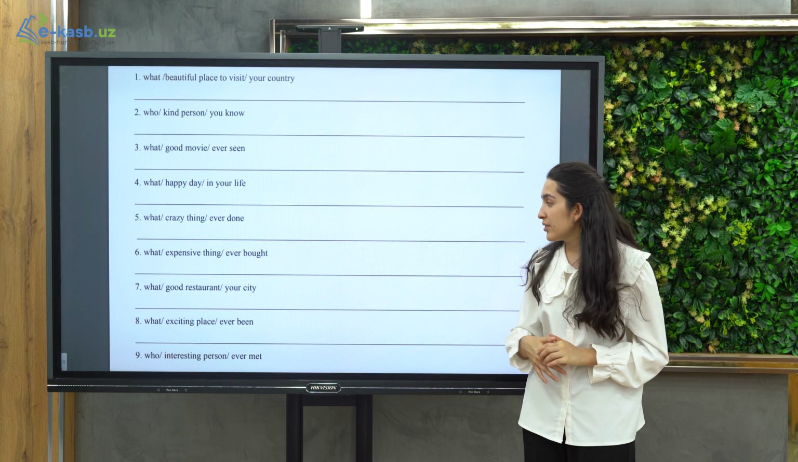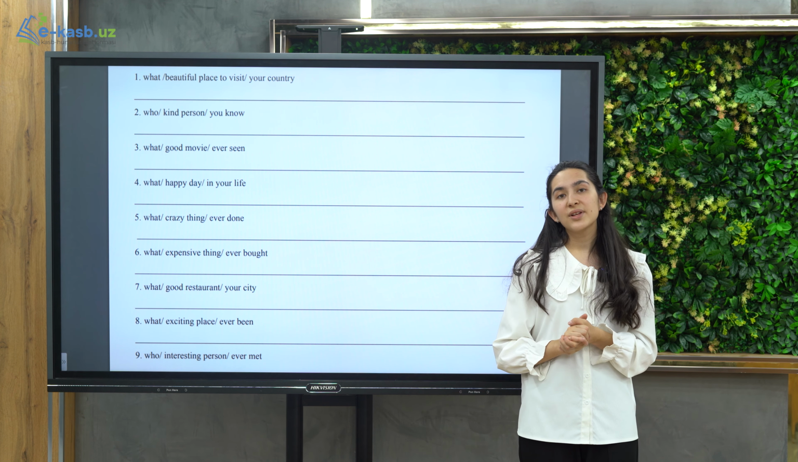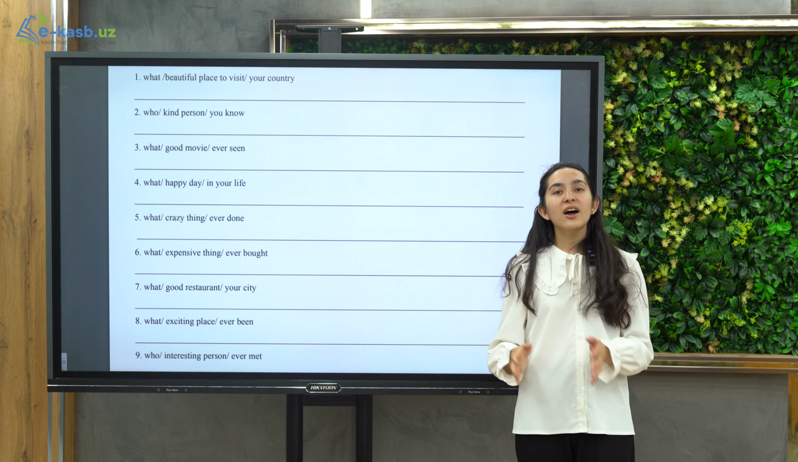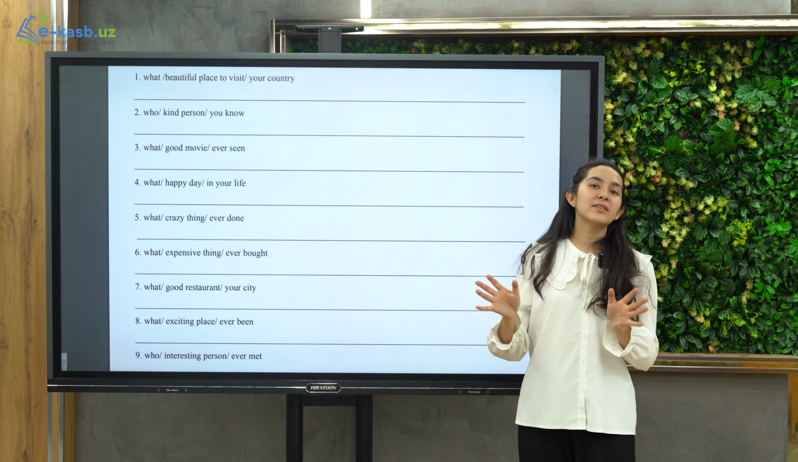Sentence number 8. What is the most exciting place you have ever been? The most exciting place that I have ever been, this is the Disneyland, which is in Turkey. I felt so delighted there, and there were so many attractions.